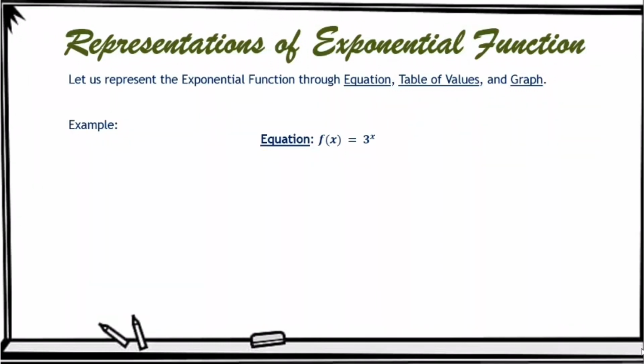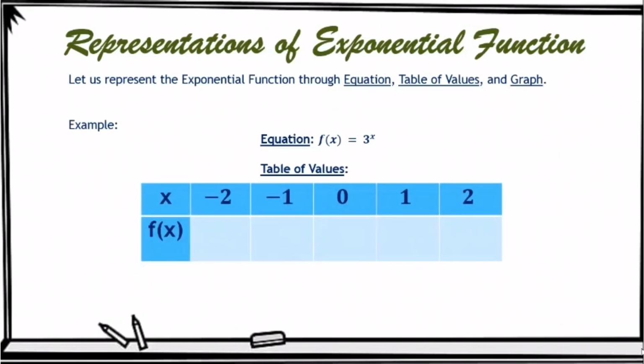Then, for the table of values here, it's up to you to decide the number of x values and what the x values are. In here, I decided to have 5 x values, which are negative 2, negative 1, 0, 1, and 2. So again, for a table of values, you may choose several values for x. Then, you just have to evaluate these functions of x that you have decided and then write the result in the f of x row.